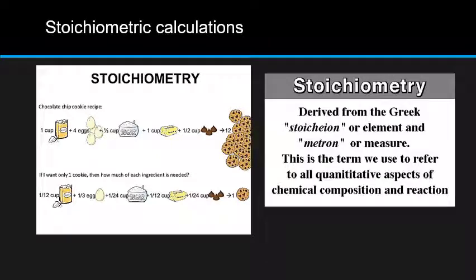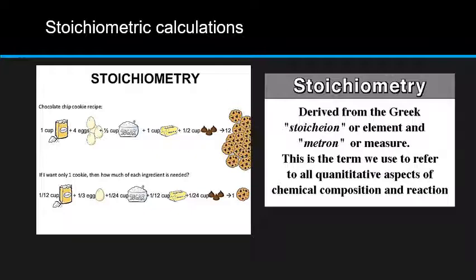Writing of chemical formulas, naming of compounds. Everything is going to help you with this last section of chemistry. So we've got a picture in front of you here where we've used the chocolate chip cookie recipe example, and this picture shows you that when you have a certain amount of reactants or ingredients, you are going to produce a certain amount of products, and that is what stoichiometry does.